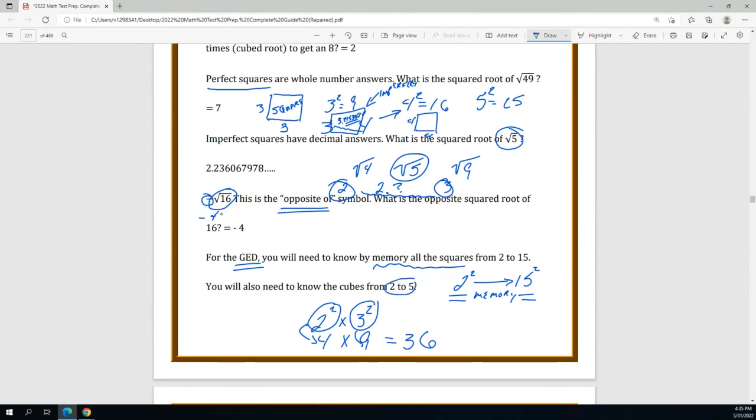Another thing you'll need to understand is you'll need to know all the cubes, which means you'll need to know 2 to the power of 3, which is 8, right? All the way to 5 to the power of 3, which is 125. You'll have to know all of these in between. Now, there's not very many. And the reason that they ask that you know those by memory is because all of these are very common in geometry. We use these quite a bit. So they would ask that you know these by memory.